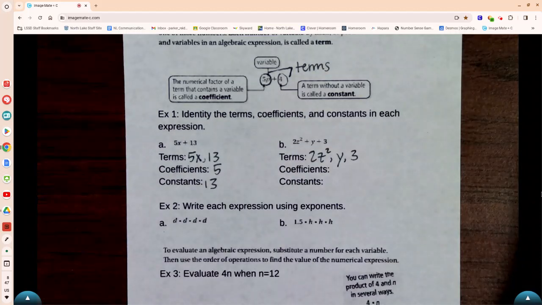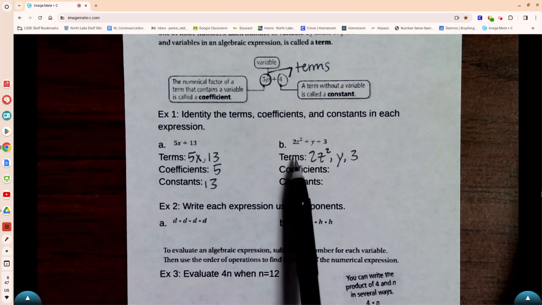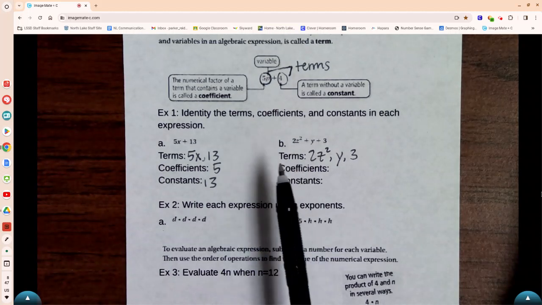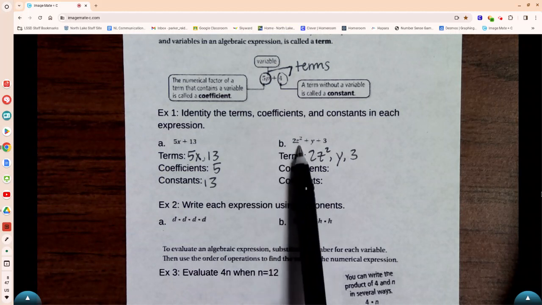All right, now we need to identify coefficients. Before we identify coefficients, we got to know what the variables are so we know where to look. How many variables, or what are the variables in this expression? It's different than the first one. Natalie? 2. Yeah, what are they? The number 2 and then 2 squared. Or the, what are the variables, the letters? X and Y. Z and Y.